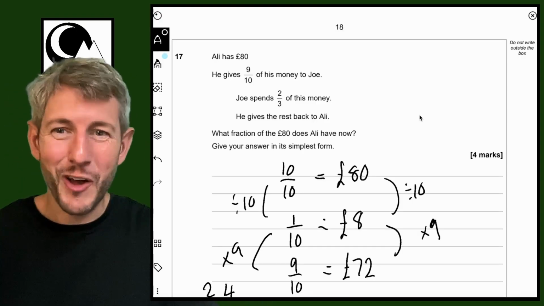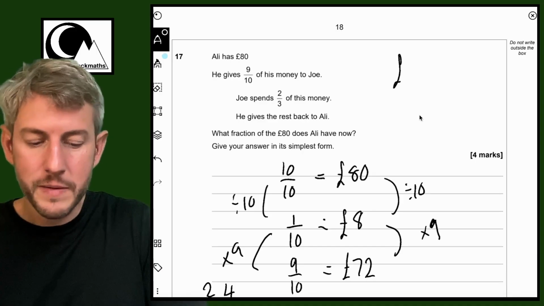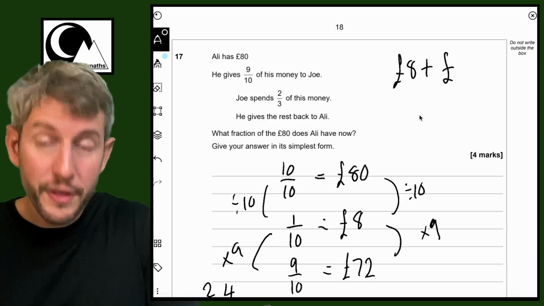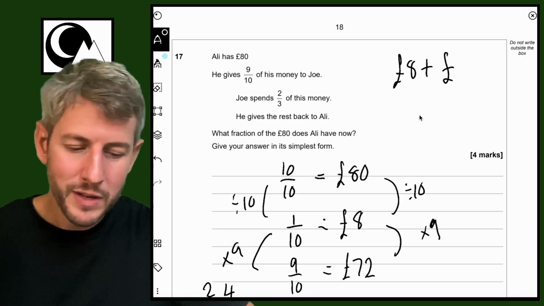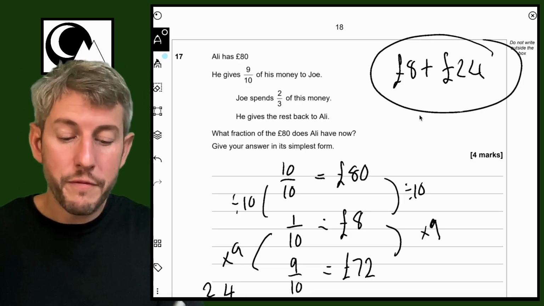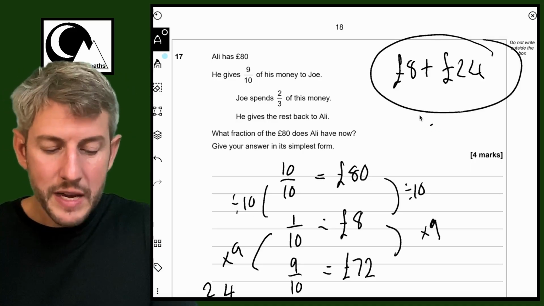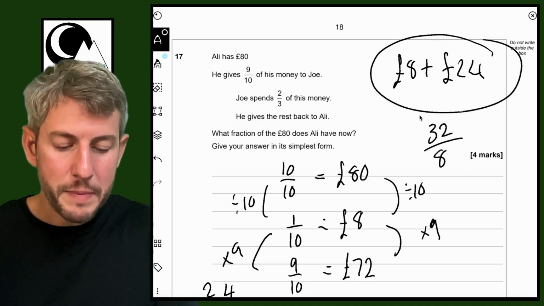So this is a horrible question. Ali is going to have 1/10 of his money, which is £8, plus the third of the money that he gave to Joe, which is £24. So all in all, Ali's going to end up with this. 8 add 24 makes 32. So he's going to have 32 out of £80.